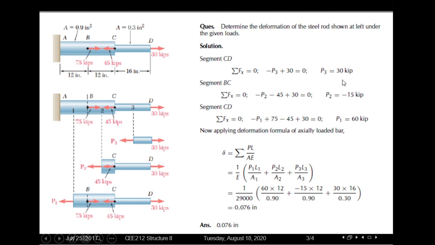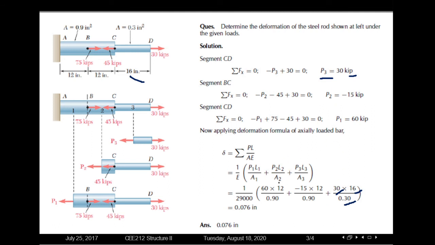So for segment CD, the value of the net force is 30 kip, and we have considered it as P3. So we are just plugging the value of P3 here as 30. The length where we can see the effect of P3 is in the CD segment. The length of the CD segment is 16 inch, so plugging the value of L3 as 16, and the area of the CD segment is 0.3 inches square, so plugging in the cross-sectional area.